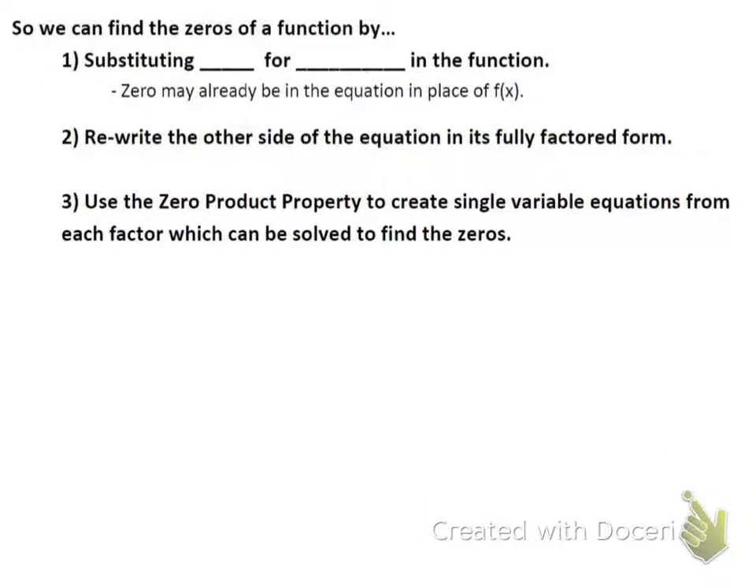So now it's time to put it all together. How do we use this zero product property in order to be able to solve a quadratic equation? Three easy steps here. The first thing we're going to do is substitute 0 in for f of x. Remember, f of x and y are the same thing.